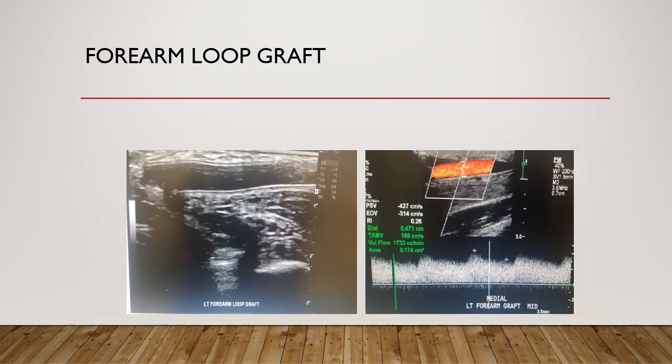Again, that's an image of another forearm loop graft. You can see the left forearm loop graft here in this patient. You can see that the volume flow here is also 1733. This image was also documented close to the anastomosis there. Turbulent flow as well in the graft. Again, this is because you've connected an artery and a vein using a graft.